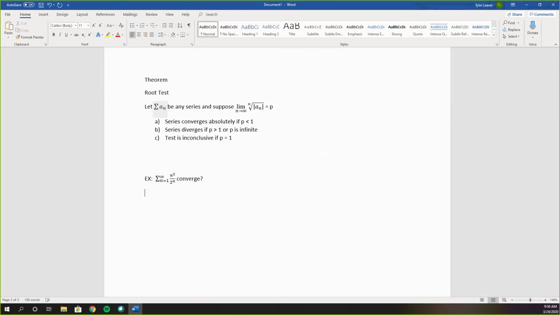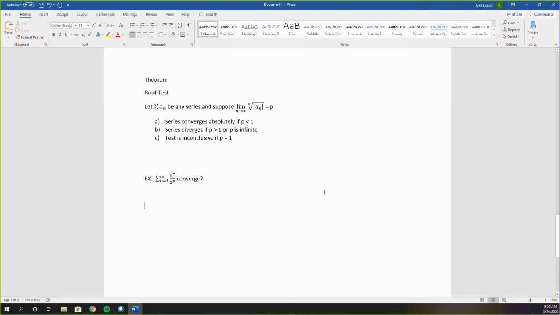Okay. So, if this was a test question, you would just go through all of your different tests. The nth term test would tell you nothing. It would be inconclusive. You could try integrating this, but it would be very, very difficult. You could do the ratio test for this one. It would work. But whenever you have something to the n power, sometimes the root test is a little bit easier to do, just because taking the nth root of something to the n power is going to cancel out and turn out to be very nice. So let's just try it and let's do it.